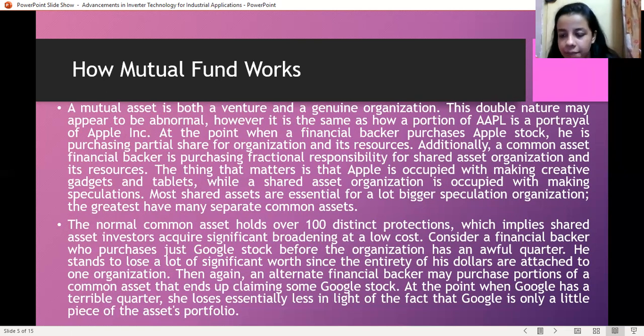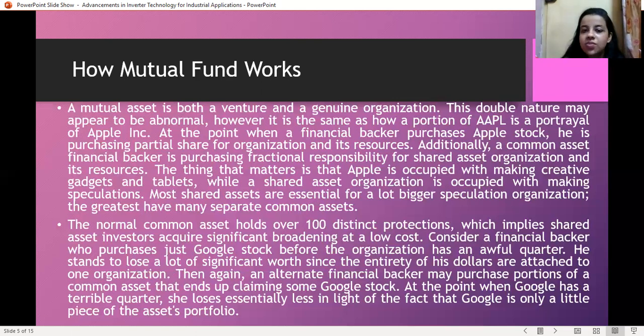So the difference is that Apple is in the business of making innovative devices and tablets, while a mutual fund company is in the business of banking. When we are buying stock, we are buying a part of the ownership of that particular company to which the stock belongs. But in the case of a mutual fund, we are not buying a part of its company, but buying a share, which is equivalent to a share of the mutual fund and the stocks associated with the mutual fund.